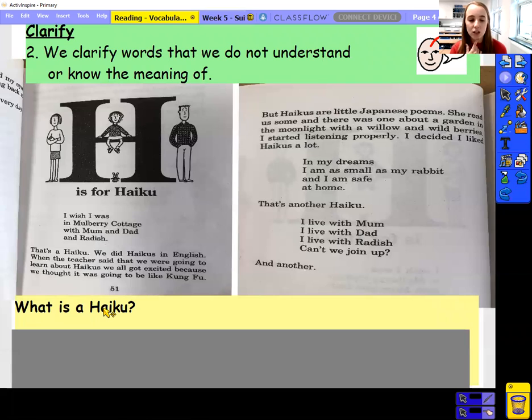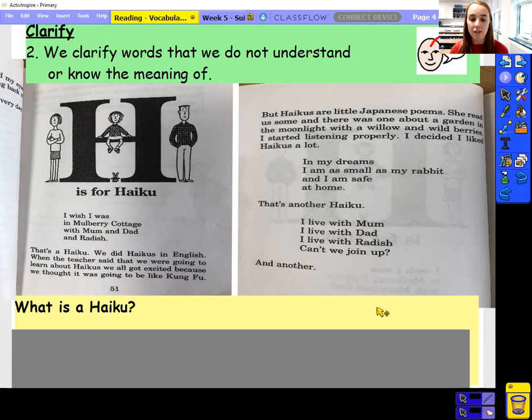Now, I'm going to have a little look here. We can see from this sentence, haikus, we all got excited because we thought it was going to be like Kung Fu. So we know that Andrea doesn't actually know what this means either, but she does give us a definition later. Can you find it? Read this section to yourself and try and find the definition of a haiku. Pause this video and have a look.